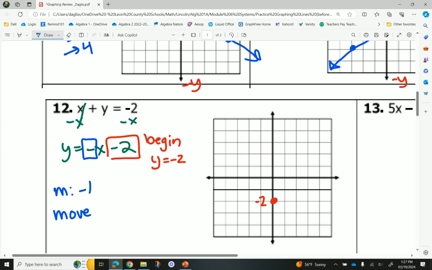So what does the negative tell you? Down. We're going down. So we're going down 1, and then we always go to the right. So down, over, down, over, down, over. Like that. Leland, if you wanted to move backwards from here, you would go up and back. Still just doing the 1 over 1.